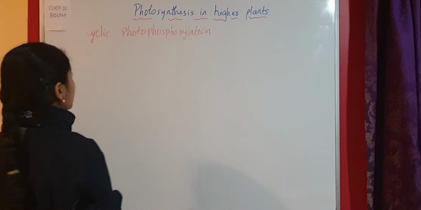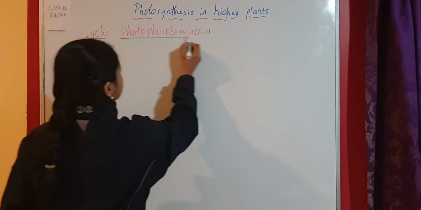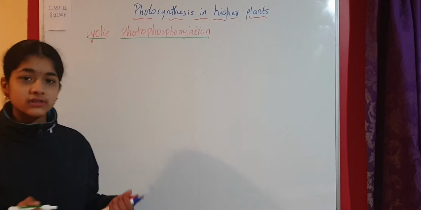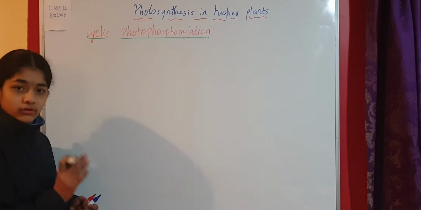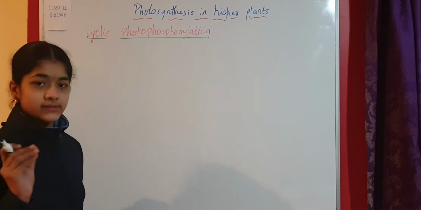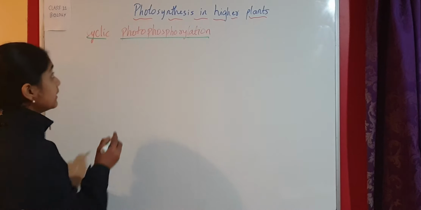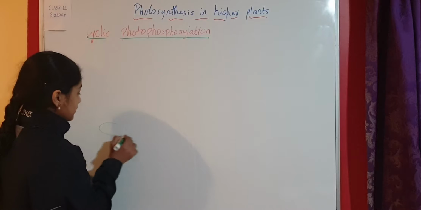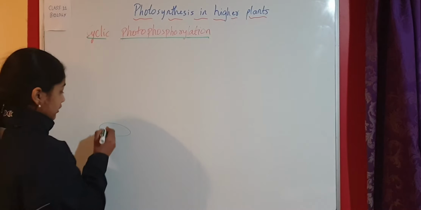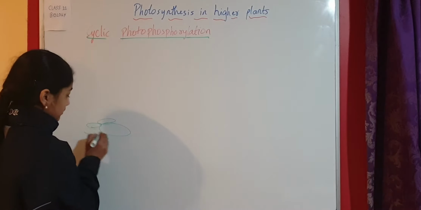Now, when we looked at the non-cyclic photophosphorylation or non-cyclic pathway in the previous video, we learned that the non-cyclic pathway starts with PS2 or photosystem 2. In case of cyclic photophosphorylation, it basically starts with PS1. So that is the only difference.